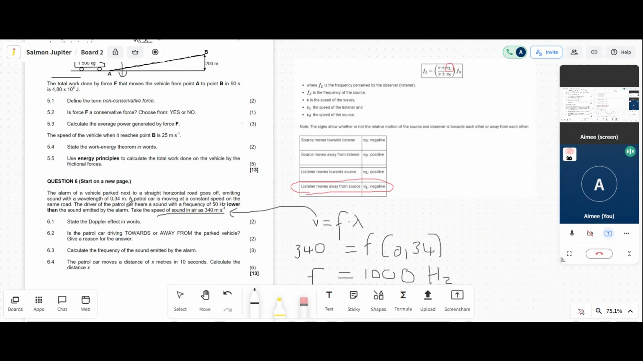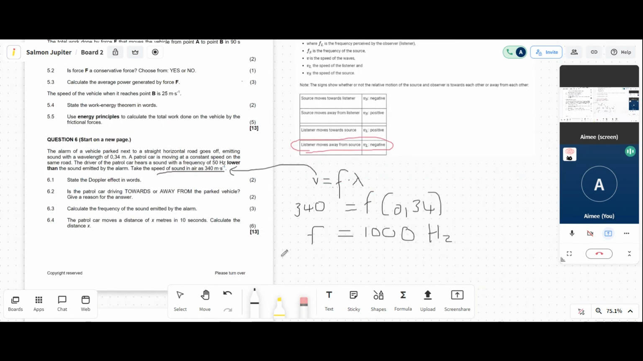And it says that the patrol car driver hears a frequency that's 50 hertz lower, which means that he hears a frequency of 950 hertz. And because it's lower, you know that 340 minus 50 is going to give you a smaller number. So you know that the listener is moving away from the source. Okay, I hope I've done a good enough job of explaining that.